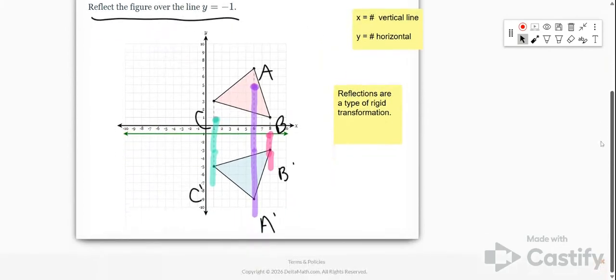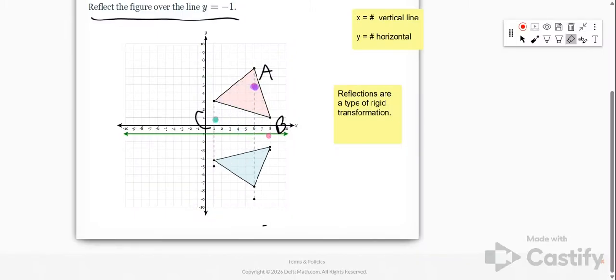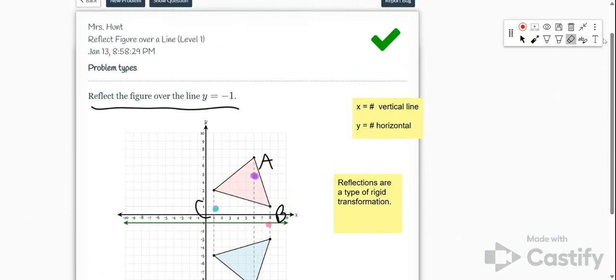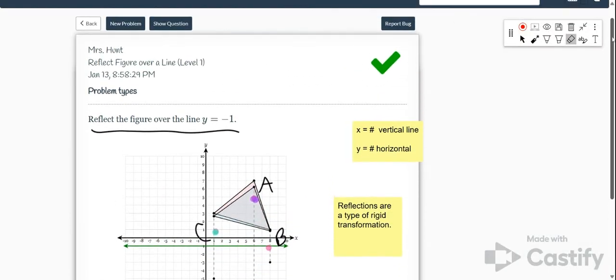I want you to see the animation though as well. And that's a reflection over the line y equals -1. All right, that's what you need to know about reflections. You would do the same thing if it was a reflection over a vertical line. You would just go the other way. So let's see if I can find one of those for you.